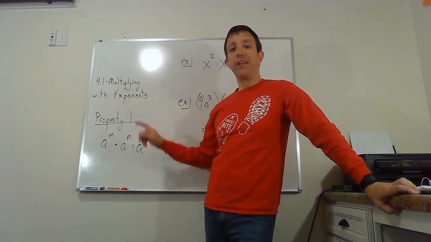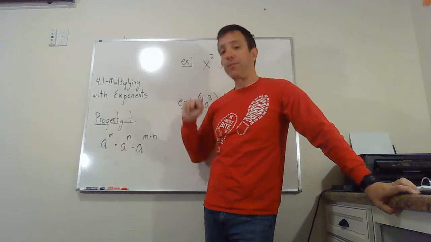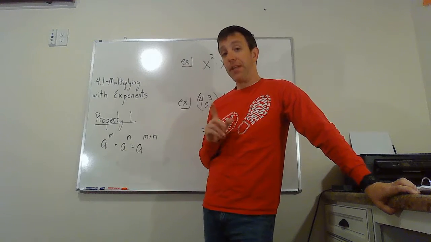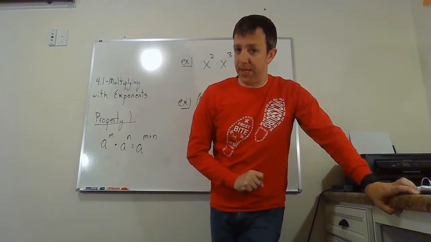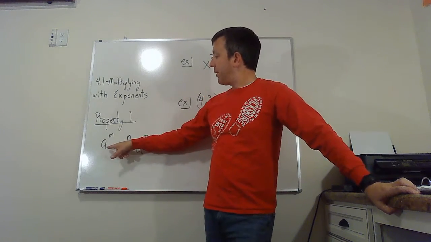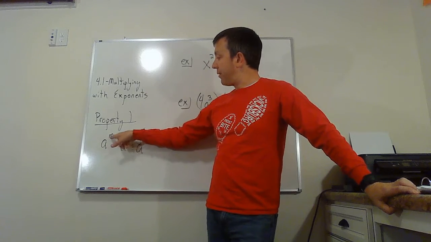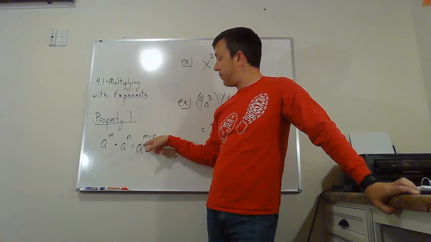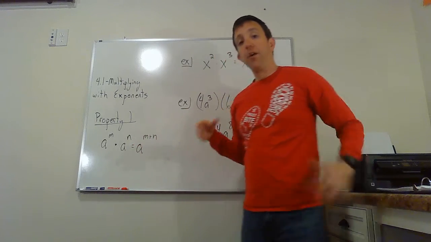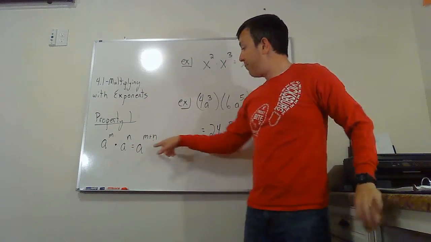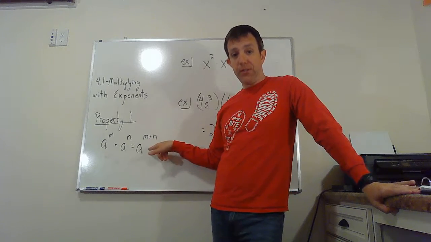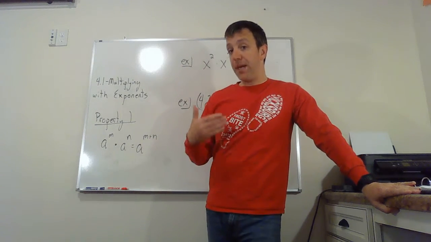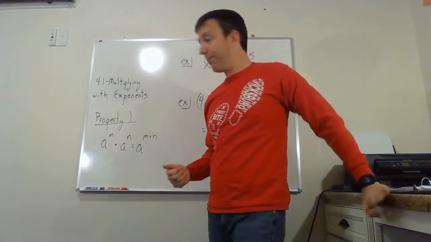Property 1: if you have two things with the same base, they have to have the same base. If they don't have the same base, don't do anything to them. When we multiply them together, we add their exponents. So a to the m times a to the n is equal to a to the m plus n. One very important note here: the base does not change. We never change the base if we're multiplying things with the same base.